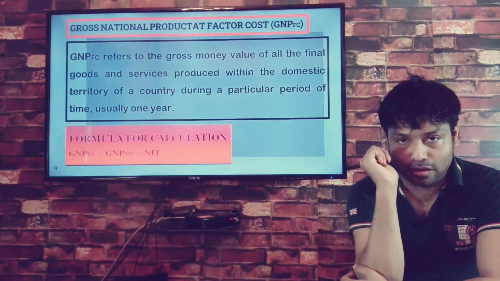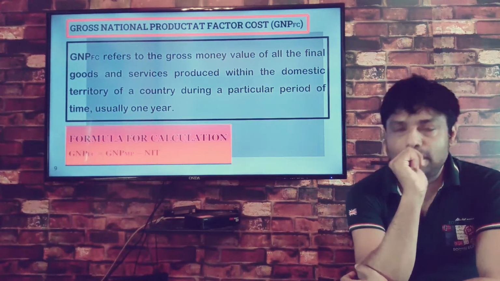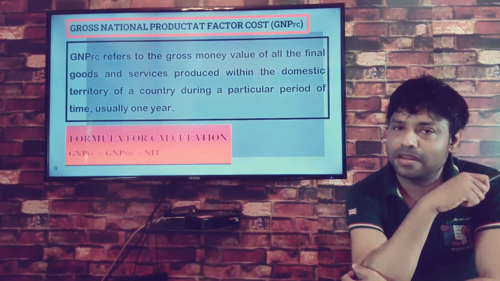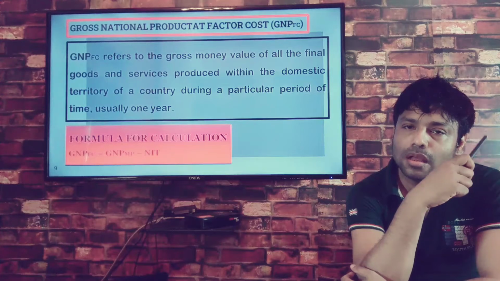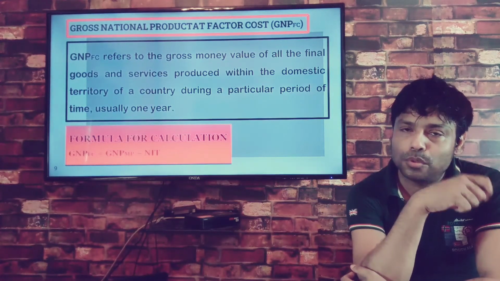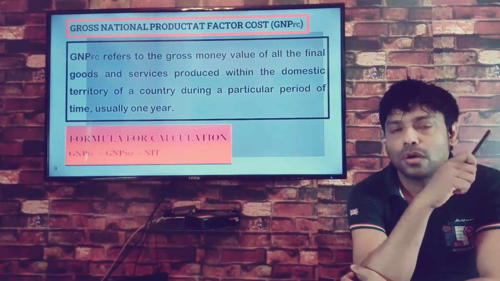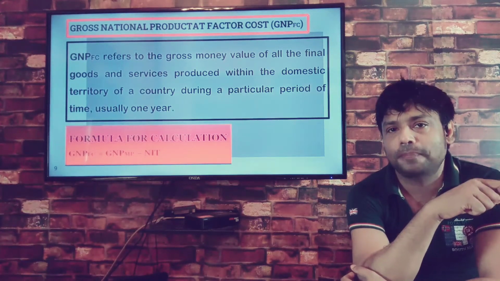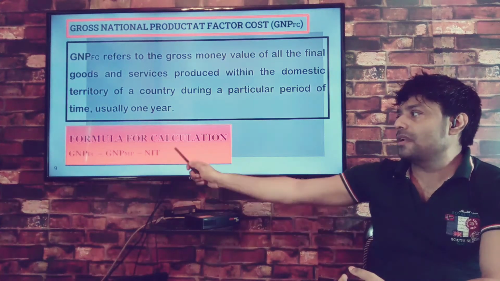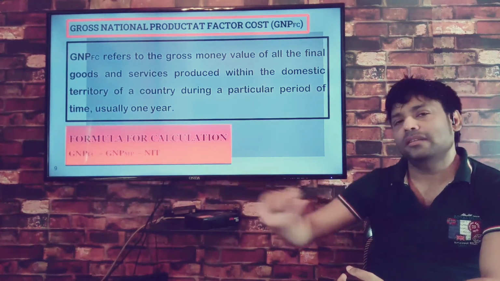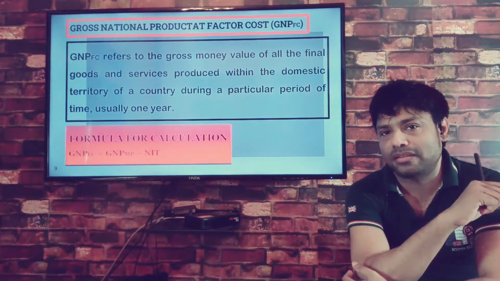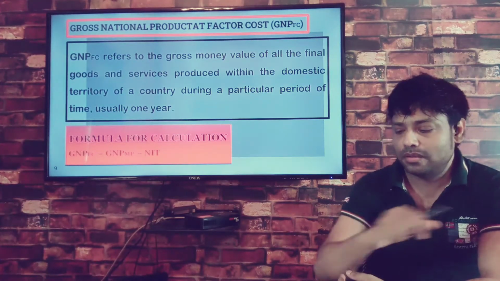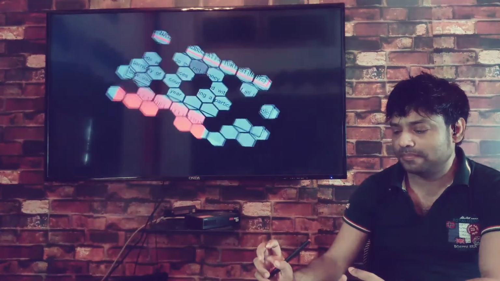Now what is gross national product at factor cost? GNP at factor cost refers to the gross money value of all the final goods and services produced by the normal residents of a country during a particular period of time. It can be derived by deducting net indirect tax from the GNP at market price. So let us go to the next slide.